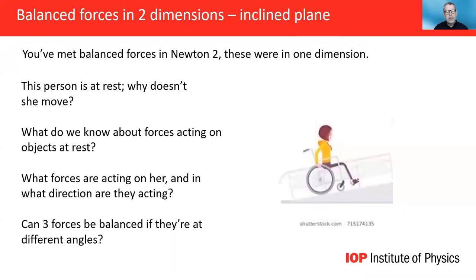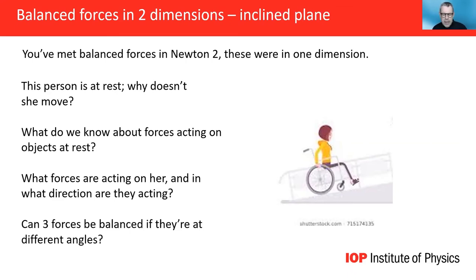So now let's move on to the specific example of the inclined plane. You've met balanced forces before in Newton 2. But in that presentation, these were in one dimension, essentially in a system which is either at rest or in a state of uniform motion. The forces to the left equal the forces to the right, the forces up equal the forces down. But we're going to complicate matters now. And we can see here a person in a wheelchair on a slope. And the question is, if she's at rest, why doesn't she move?